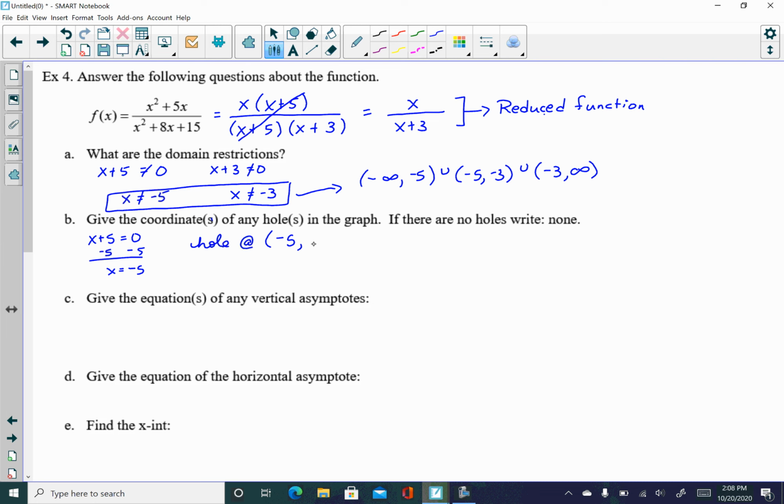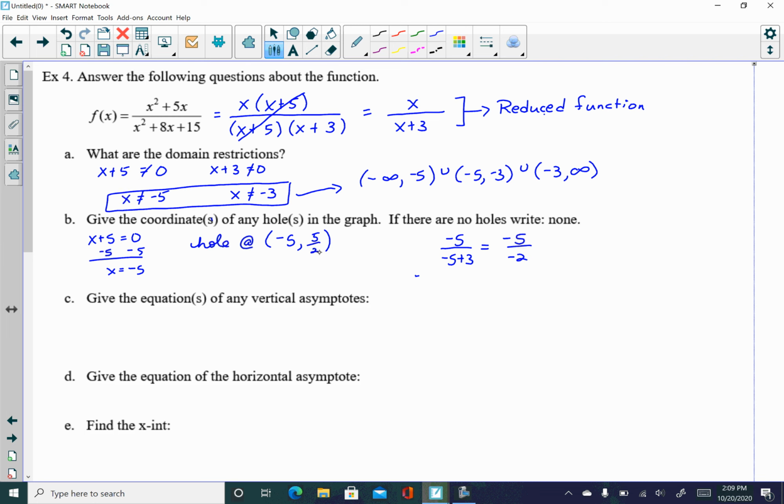To find the y value of your hole, you take this x value and plug it into the reduced function. So you take that negative 5 and plug it into the reduced function here. That would be negative 5 over negative 5 plus 3, which lands you at negative 5 over negative 2. A negative over a negative gives you a positive, which is 5/2, or 2.5. So you're going to have a hole at negative 5, 2.5.